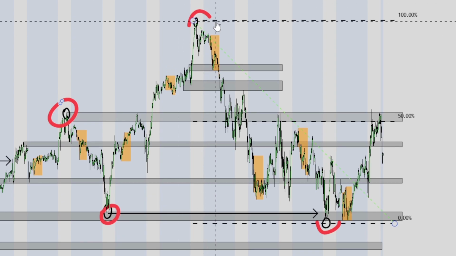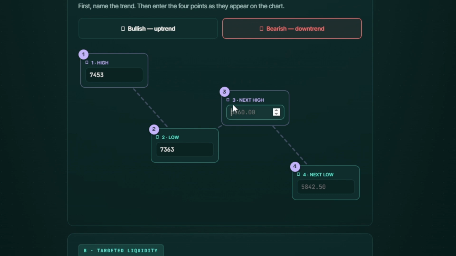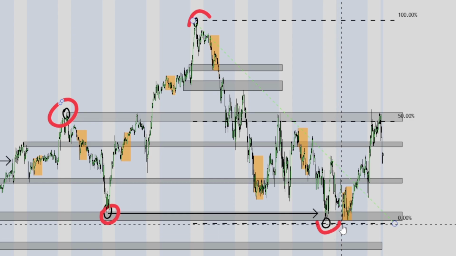So most recent high, which is the all-time high on ES, that's going to be 75.40 roughly, right? 75.40. So let's just type that in here, 75.40, and then we have the low down here, right? The most recent structural low, which is going to be 73.53.